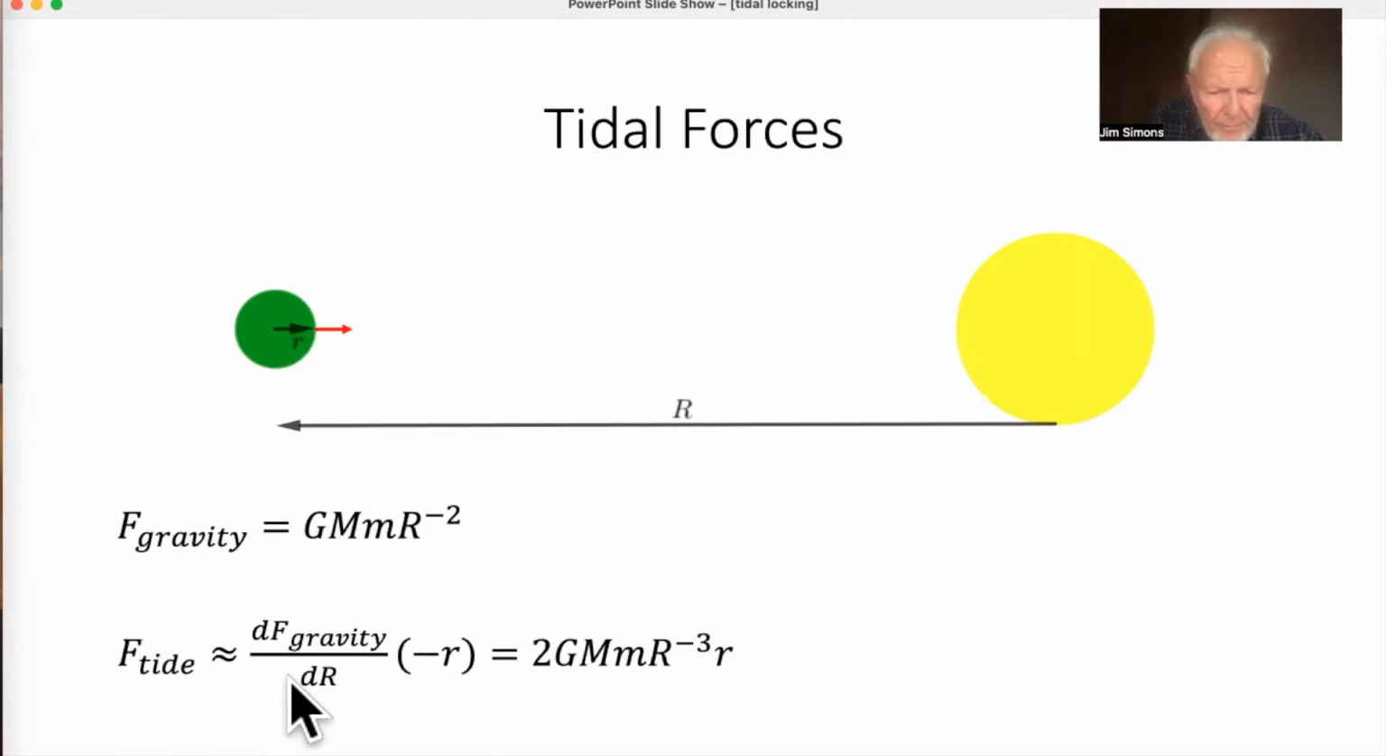There we are. And the derivative of this is minus 2r to the minus 3. And so here we have the formula for the strength of the tidal force. And notice that it's got its inverse cube law in it. So tidal forces get bigger as you get closer to the sun, much faster than gravitational forces do.